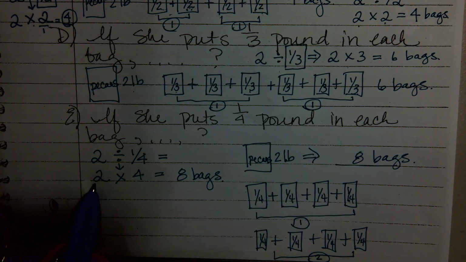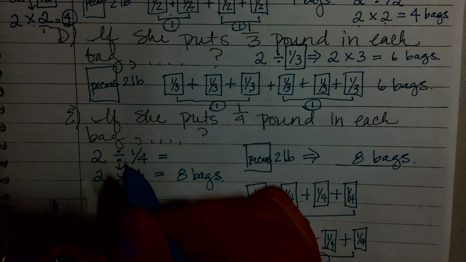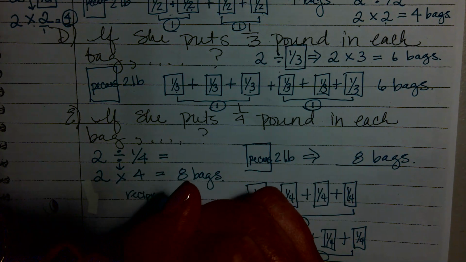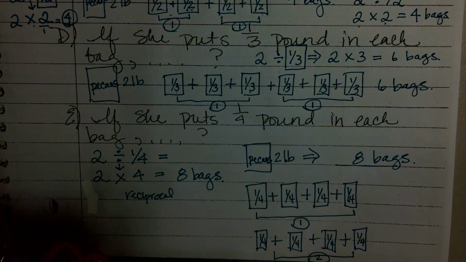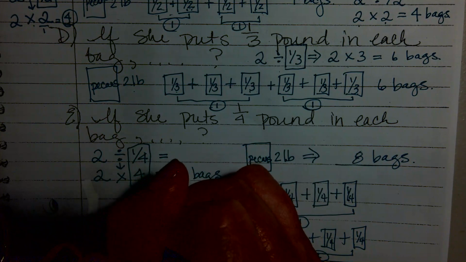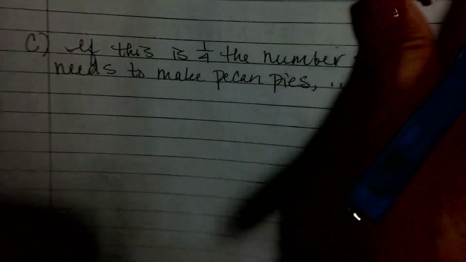Or simply 2, you use the inverse operation, flip the sign, and then multiply it by the reciprocal. This is called the reciprocal. This right here, multiplying by the reciprocal. Okay, now we're going to keep going.